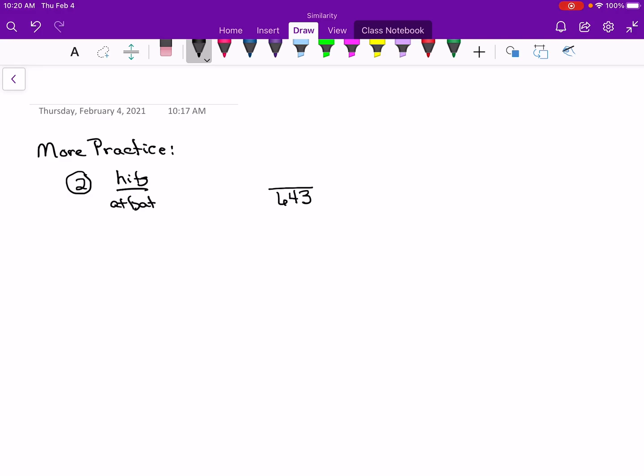It also says that he has a batting average of .308. A little different way of giving us our similarity ratio. That batting average of .308, if you remember your decimals, is 308 thousandths, which means that Sammy Sosa hits the ball 308 times out of every 1,000 times he is at bat. So there's our similarity ratio. Question is, how many hits did he get?